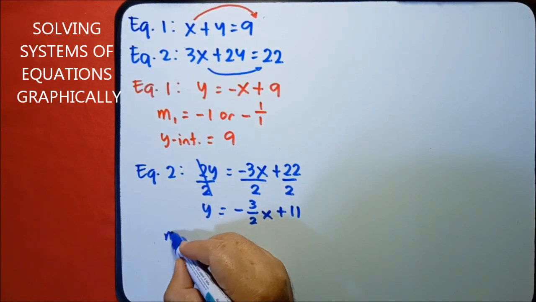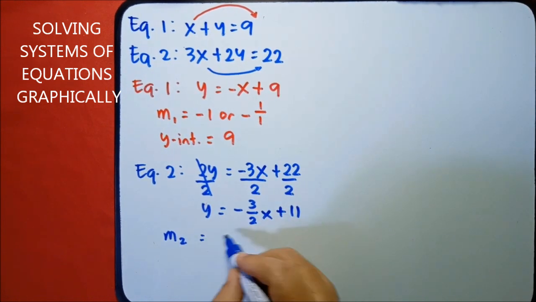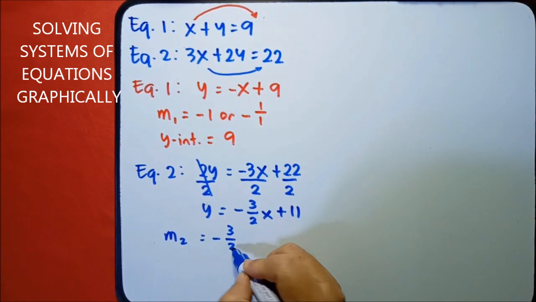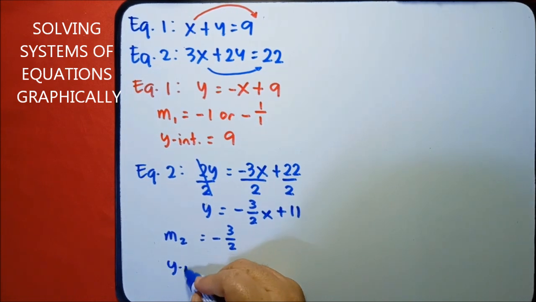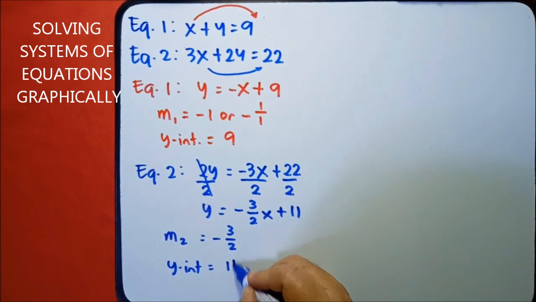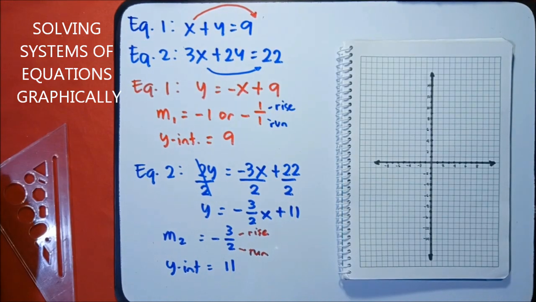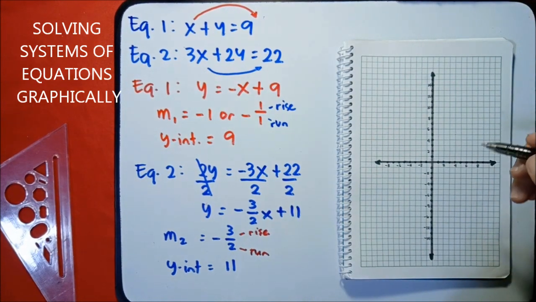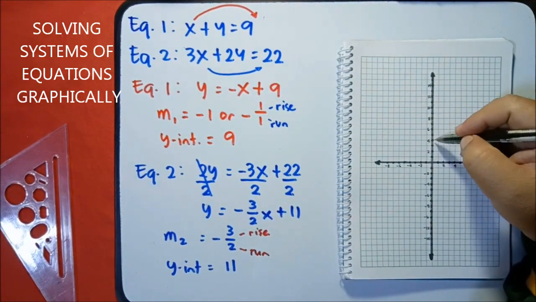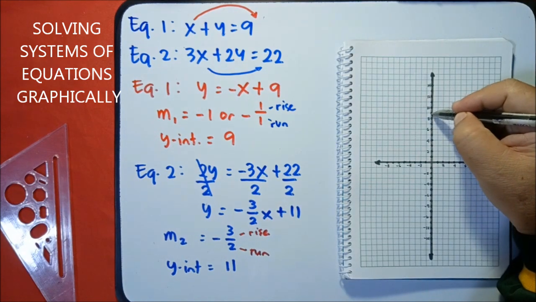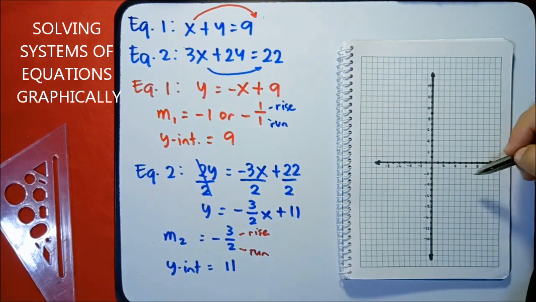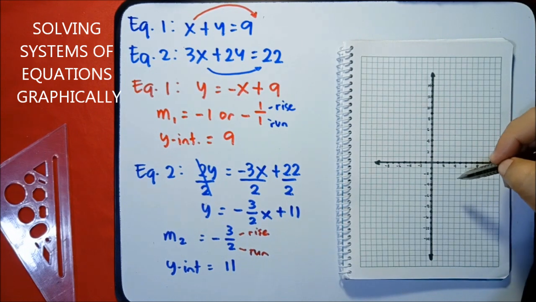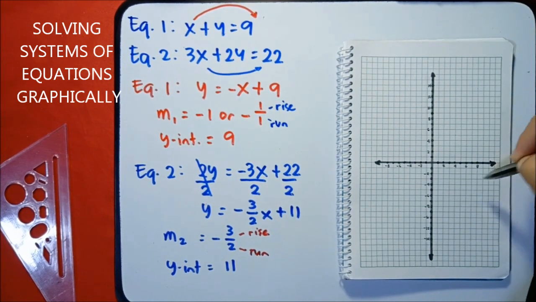So your slope, your m sub 2 will become what? Negative 3 over 2. And your y-intercept will become 11. Okay, now we will graph this. Your y-intercept for equation number 1 is 9. So 2, 4, 6, 8, 9. Kaya ginawa kong by 2s, 2, 4, 6, 8, 10 para hindi kayo masanay sa 1, 2, 3, 4, 5. Pwedeng 2, 4, 6, 8, 10. Pwedeng 5, 10, 15, 20, or any number. 100, 200, 300, 400.